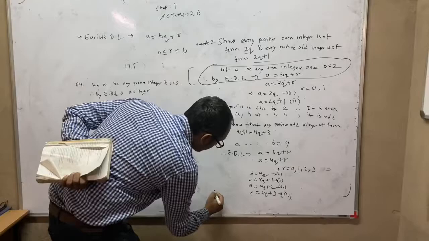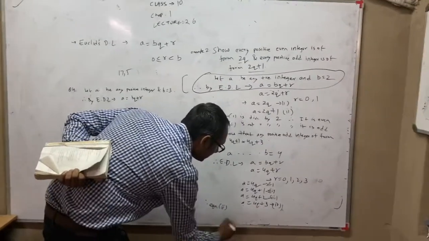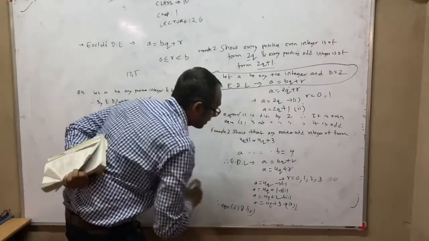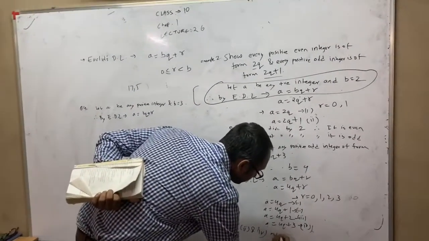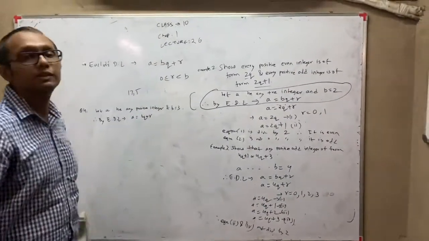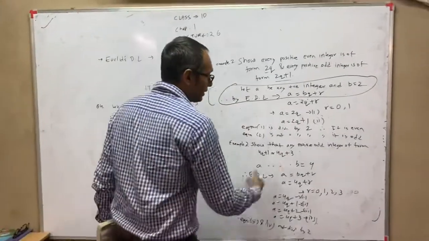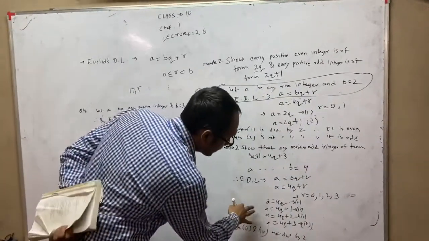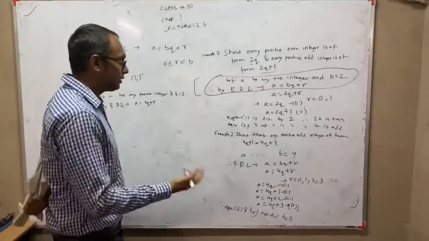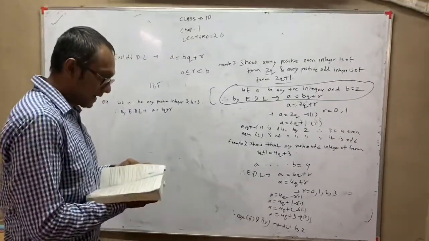Now we will write: therefore equation 2 and equation 4 are not divisible by 2, therefore they are odd. Okay, and if they had asked about even, then you would have said equation 1 and 3 are divisible by 2, therefore they are even. And as I said, it follows a pattern.